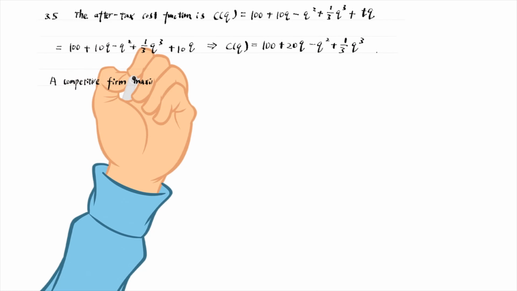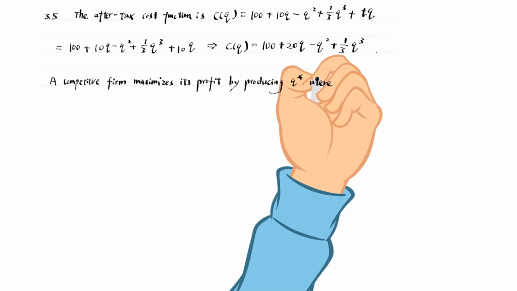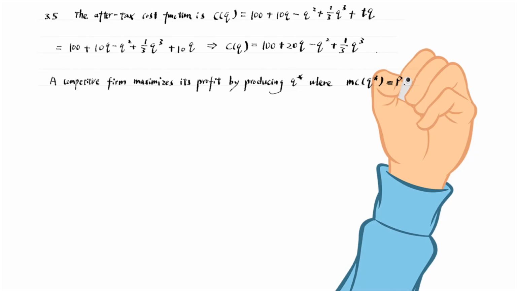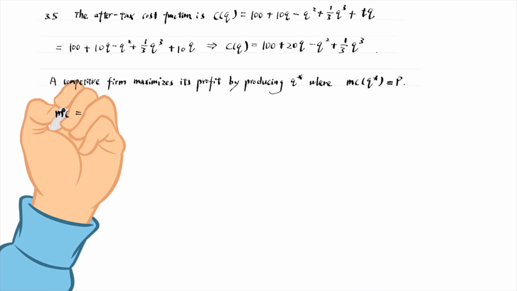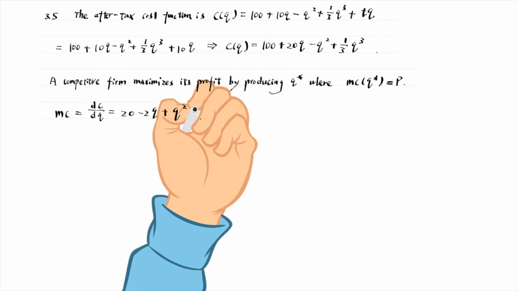A competitive firm maximizes its profit by producing an output Q star, where marginal cost equals market price at Q star. We can solve for Q star.